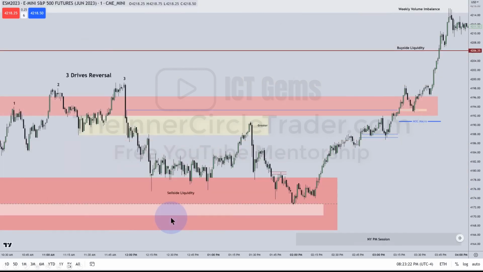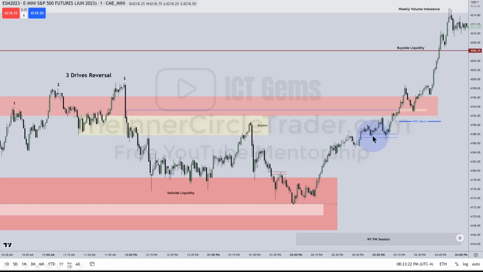Moving into the afternoon, we can see that turn here. We rally up, consolidate, and then start to rip higher, attacking what? The buy side here, then the old buy side liquidity pool, and then the weekly volume imbalance. So it's a very quick run inside of the PM session, which is 2 o'clock to 4 p.m. New York local time. This is your PM session silver bullet.